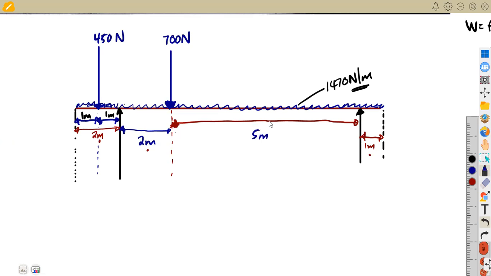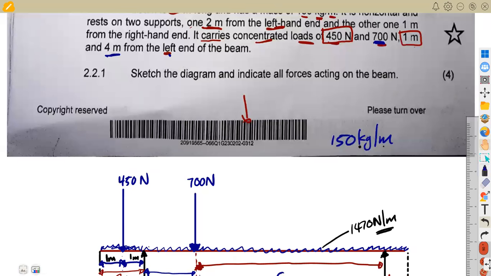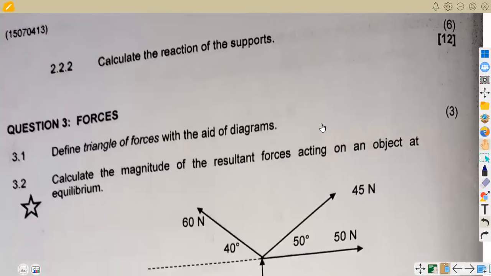All right, so you can even leave it like that. You can obtain all the marks in this case. All right, so that was to sketch on 2.21. Let's see the other part now where we are supposed to apply the force. There we are now given to calculate the reaction of the supports. All right, so for that here, 2.22, calculate the reaction of the supports, which is 6 marks.